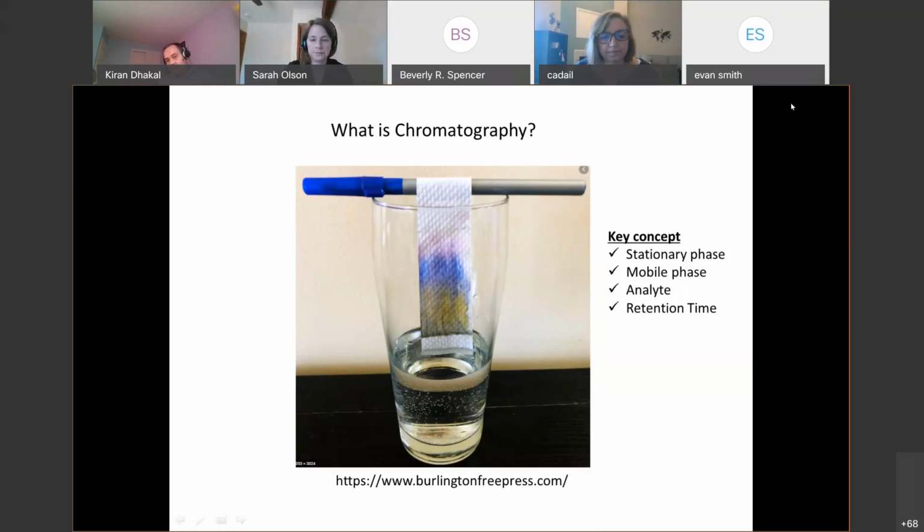So the key concept here is for the chromatography to perform, you need a stationary phase, which is a filter paper here. You need a mobile phase, which is water here. Your analyte or drug, which is a black line marker here. And then as you make your mobile phase move through your stationary phase, each color will be retained for a different time, which is called the retention time of each color, or when we get to the drug, the retention time of the drug.